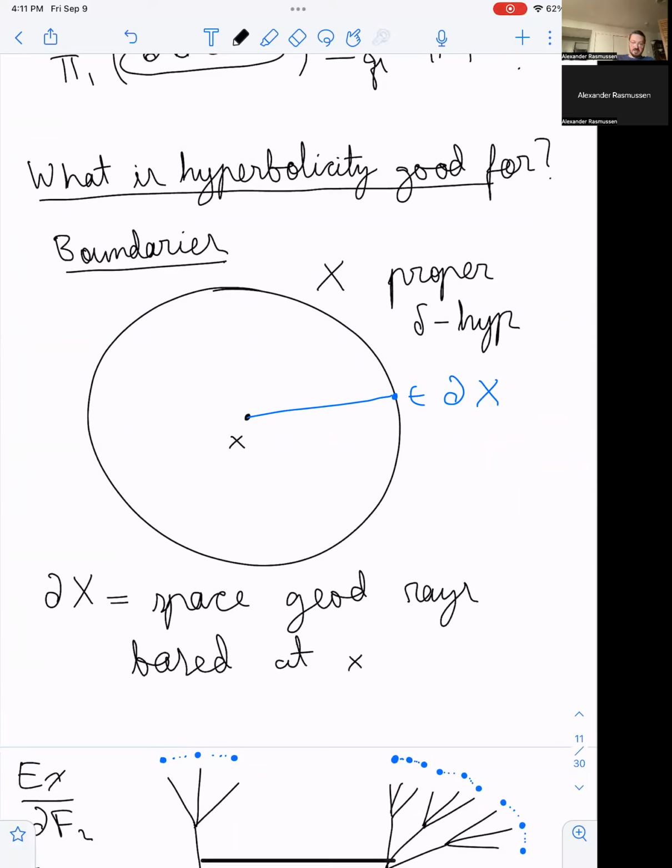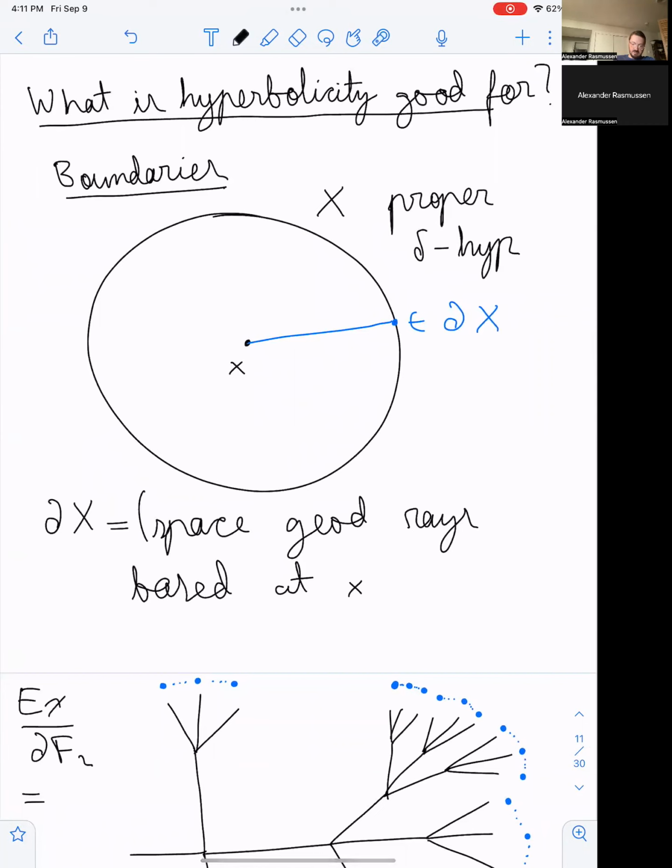Now, there's a slight technical issue, which is that geodesic rays based at the base point can potentially stay at bounded distance from each other for all time. If that happens, we want to consider the two rays to be the same. So really, this is a space of geodesic rays up to equivalence, but I'm not going to state the technical definition right now.